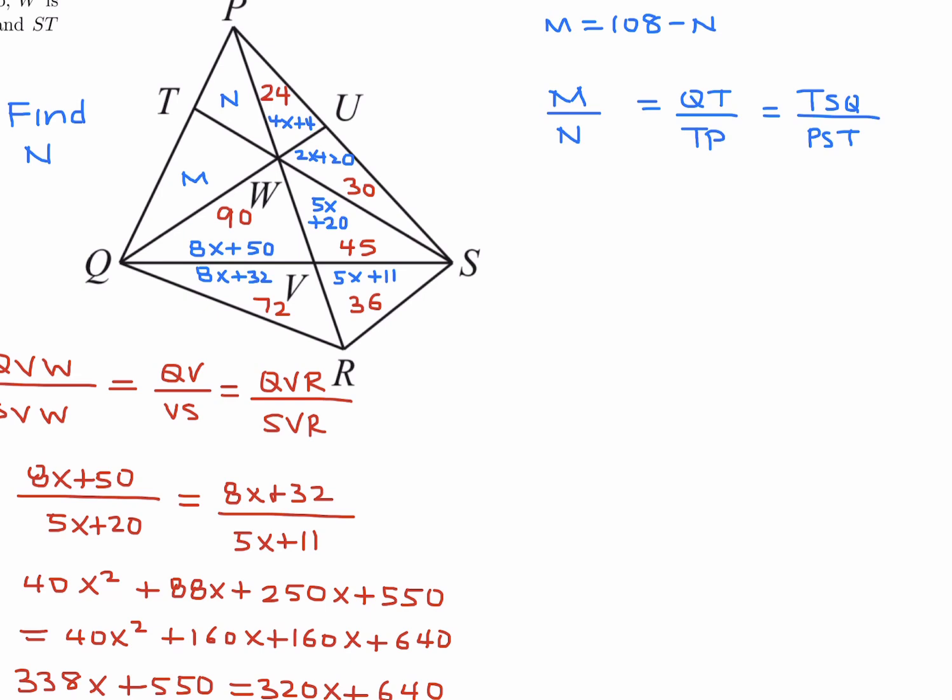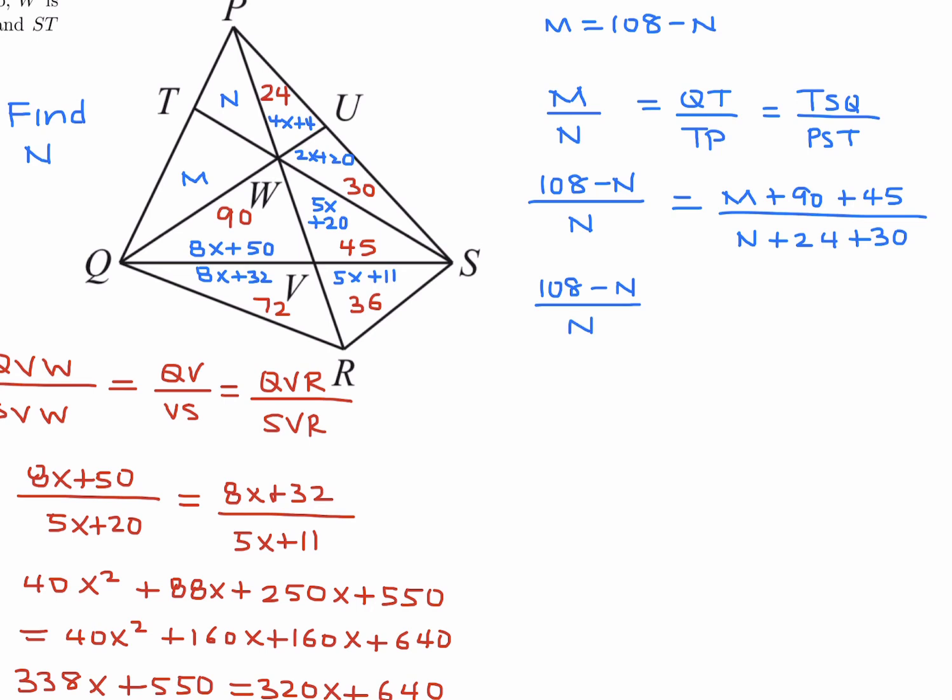Okay, here we go. So since I'm interested in just N, I'm going to use M is equal to 108 minus N over N. And then this part here, I can just get from the diagram TSQ. That's going to be M plus 90 plus 45. And PST from the diagram is N plus 24 plus 30. Okay, so 108 minus N over N, and the M, of course, I'm just going to substitute that 108 minus N plus 135, and this is N plus 54.